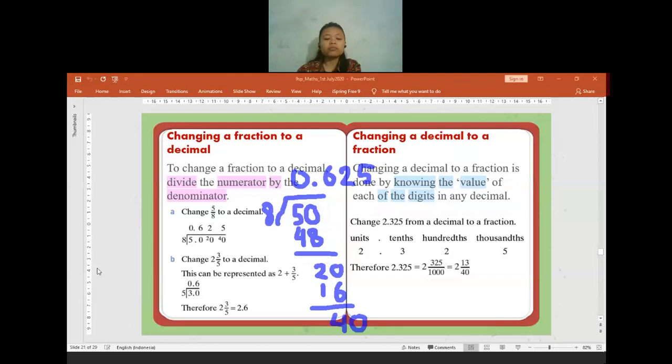When it is a mixed number, just focus on the fraction. The fraction is 3 by 5, so you just need to do 3 divided by 5. Do the same thing like I did on doing 5 divided by 8. The answer will be 0.6. And then do not forget to put the original number, which is 2. 2 plus 0.6 equals 2.6.